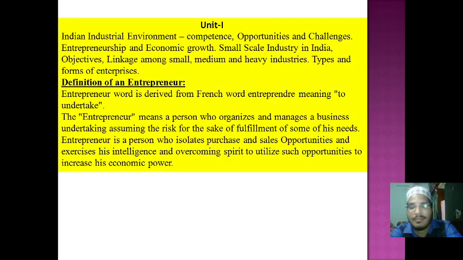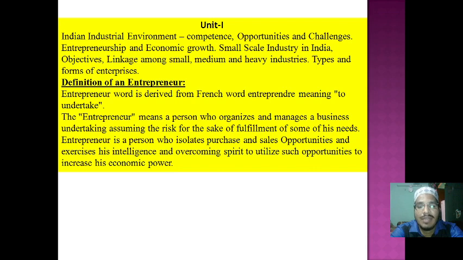Entrepreneurship development. In India, the development of industry is based upon three things. The first one is competence, second is opportunity, third is challenges. Competence is nothing but competition, because if you are making any one product, other companies will make that product also. So competitors are there. In that competition you will achieve some opportunity from the other things, so you have to get that opportunity and take it, and the challenge also.